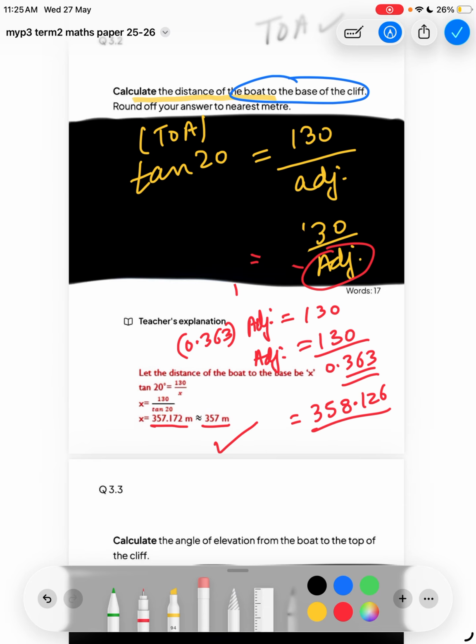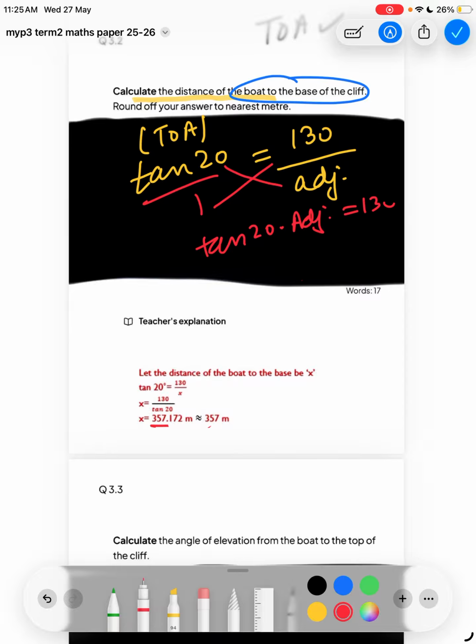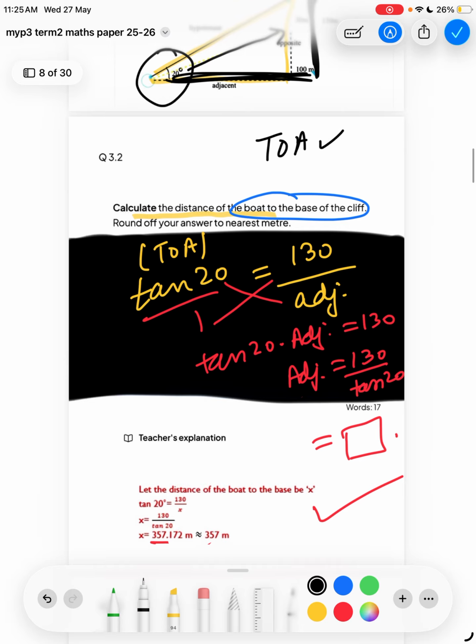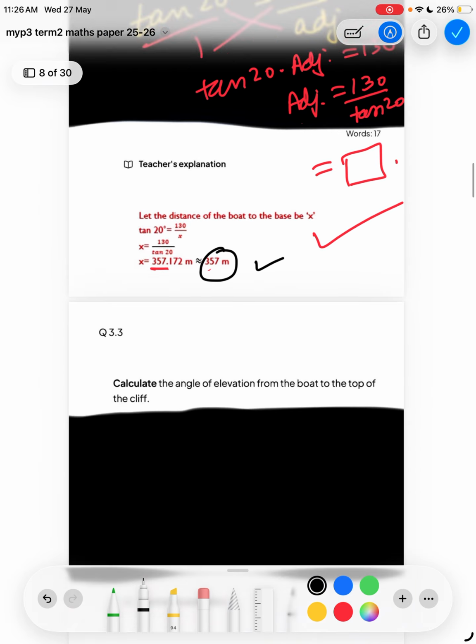You can also use this particular method that you can just write like this. You just cross multiply without putting the value. So tan 20 into adjacent is equal to 130. So adjacent is equal to 130 upon tan 20. Then also you'll get the answer. Okay, so we have calculated adjacent, which is 357 as per this.